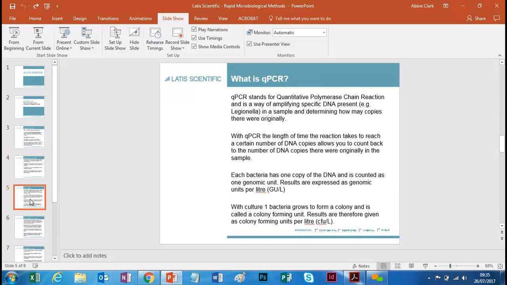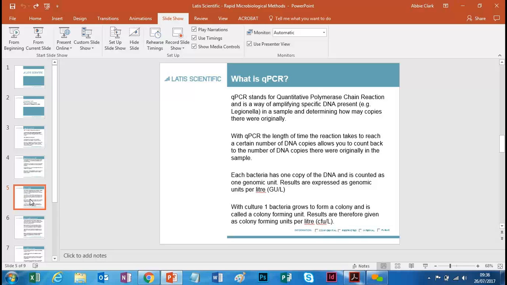So qPCR, which is the technique we're talking about today, is quantitative polymerase chain reaction, and it's a way of amplifying specific DNA present in a sample and determining how many copies were present originally. As one bacterial cell should have one copy of the relevant gene or DNA sequence, we can then count back from our amplified reading to the number of copies originally, and therefore deduce the number of cells present originally.